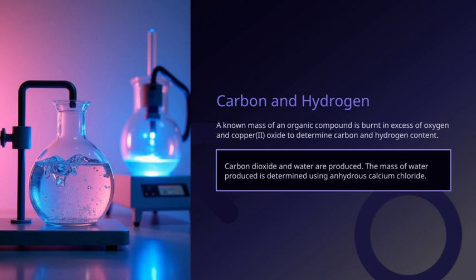To find out the amounts of carbon and hydrogen in our organic compound, we start with a known mass of it. We burn it in an excess of oxygen and copper (II) oxide. This ensures complete combustion, so all the carbon turns into carbon dioxide and all the hydrogen turns into water. By analyzing the amounts of carbon dioxide and water formed, we can work backwards to determine the original amounts of carbon and hydrogen in the compound. This method is fundamental for understanding the composition of organic substances and ties directly into our overall goal of analyzing chemical composition through combustion.